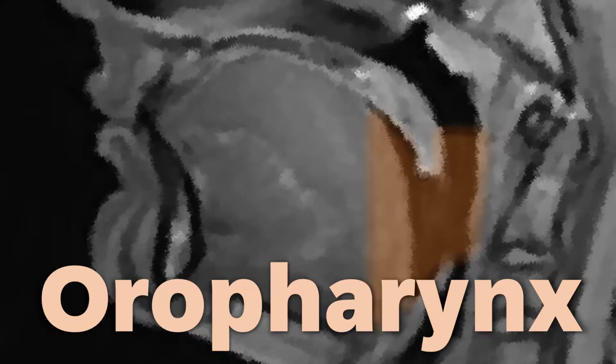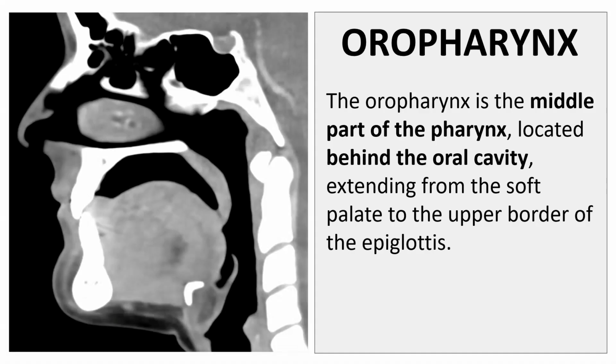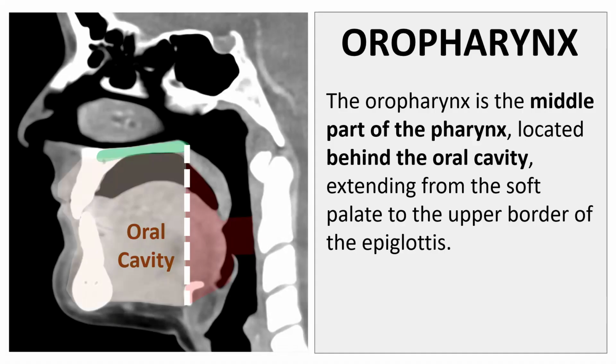Hello and welcome to the third part of our videos on imaging anatomy of the pharynx, and this video will be about the oropharynx. The oropharynx is the middle part of the pharynx. It is located behind the oral cavity and it extends from the soft palate, which is part of the oropharynx, to the lingual border, so the side of the epiglottis facing the tongue base, the lingual border of the epiglottis.